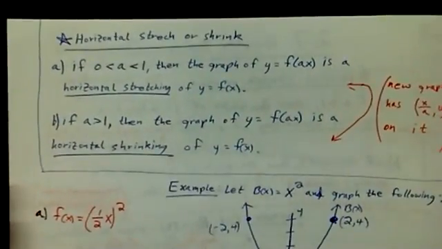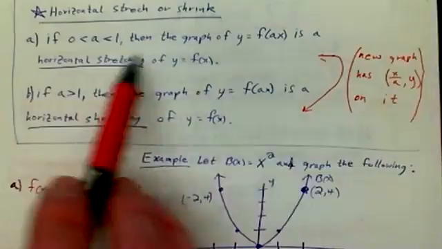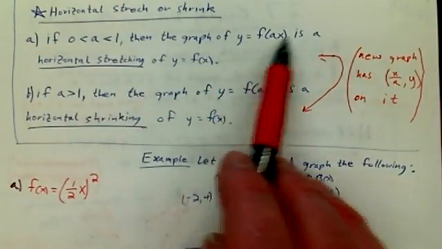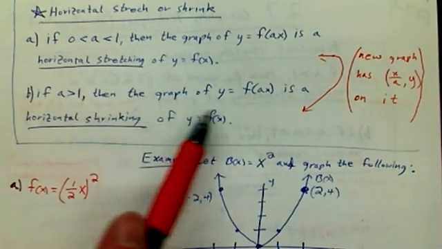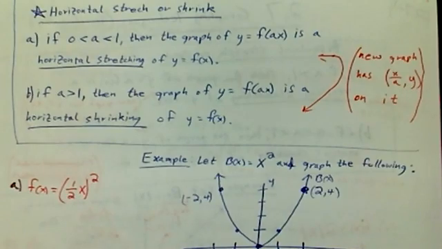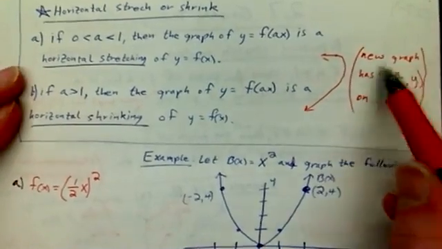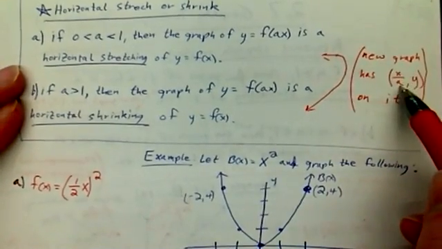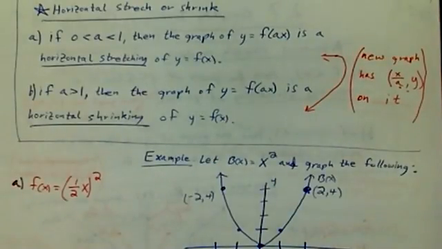Now let's look at horizontal stretches and shrinks, okay? Now this one is slightly different. And it says if 0 is less than a is less than 1, then the graph of y equals f of a x is a horizontal stretching of y equals f of x. And we'll see that here in a second. And if a is greater than 1, then the graph of y equals f of a x is a horizontal shrinking of y equals f of x. So now I have the a inside of the function, okay? And we also see that the new graph has whatever x is divided by a, whatever's inside the function, and then the y remains unchanged, okay?